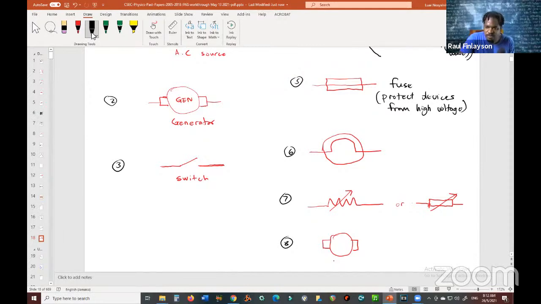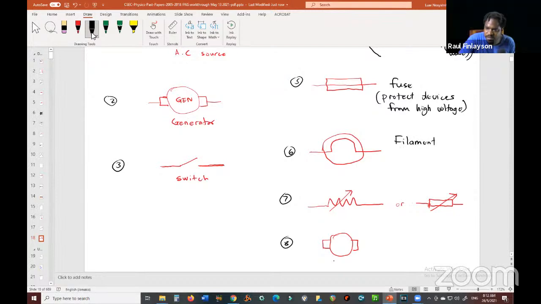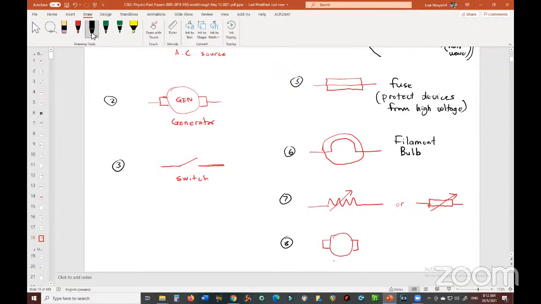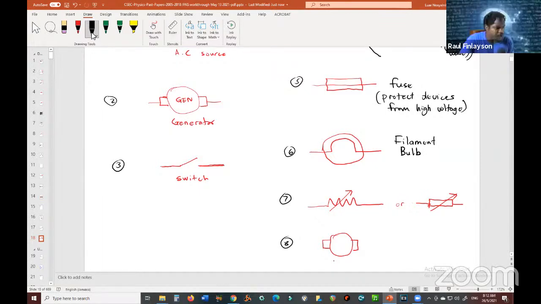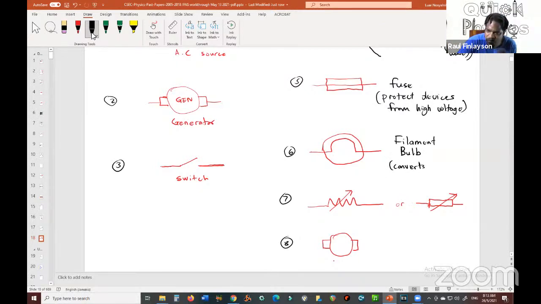All right, now the next device that they could ask you about here is number 6, and this is very common. It's a filament bulb. So the filament bulb converts electricity, or electrical current, to light.